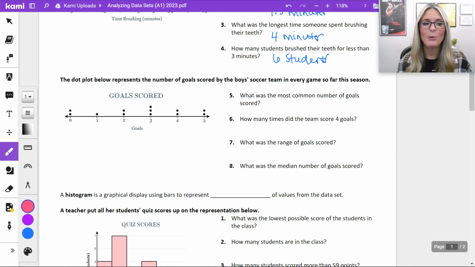A second example, we've got a dot plot below that represents the number of goals scored by the boys soccer team for every game so far this season. Number 5, what's the most common number of goals scored? We've got 3 games where they scored 3 goals. So that's the most common amount of goals.